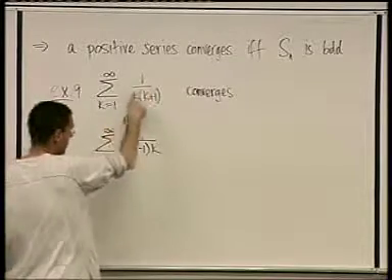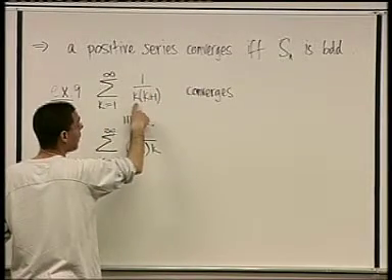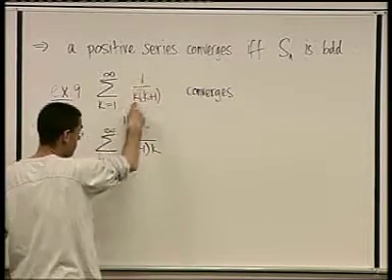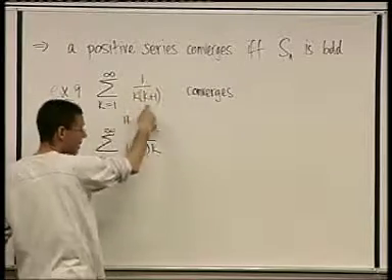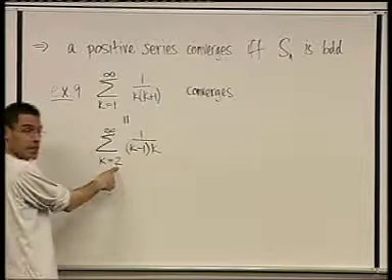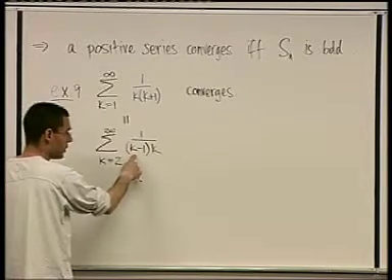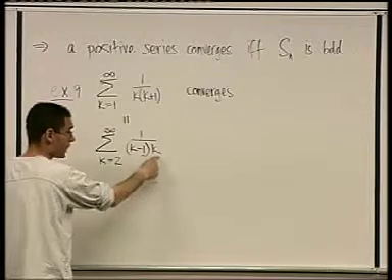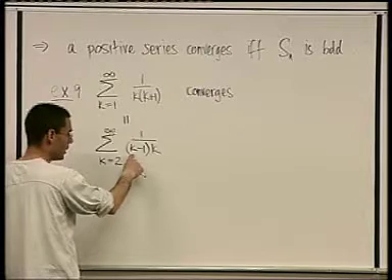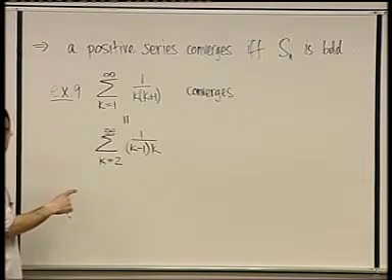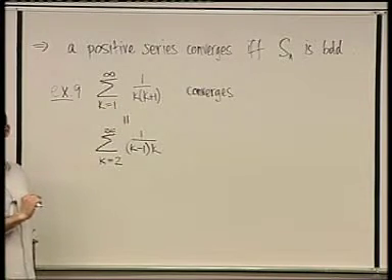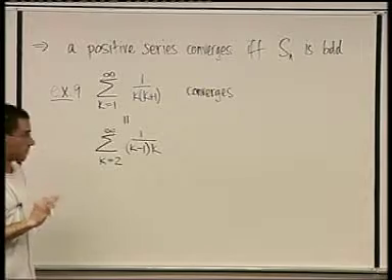The first element here is when you plug in k equals 1, so you get 1 over 1 times 2. The next element is 1 over 2 times 3. Then 1 over 3 times 4. What are the elements here? The first element is when k equals 2, so it's 1 over 2 minus 1 times 2, which is 1 times 2, just like the first element here. The second element is 1 over 2 times 3. Do you see that? So do you agree that this and this are precisely the same series? Everybody? Okay.